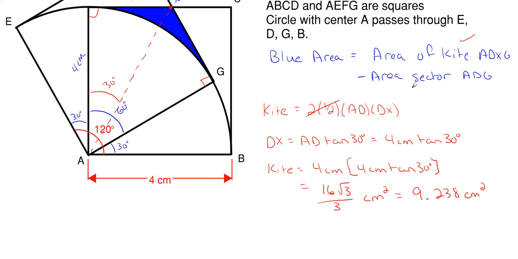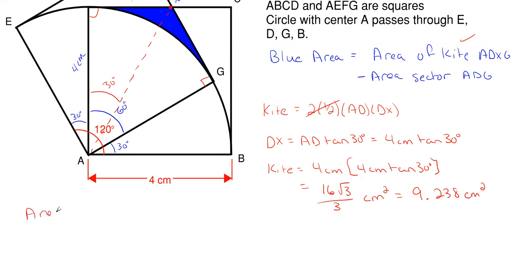Next is the easier part, which is the area of the circle sector. And the only thing we have to have in order to determine the area of the circle sector is that we need our radius of the circle, and then we need the angle of the sector we're looking at. Well, the angle of the sector we're looking at is 60 degrees, and we need our radius. Well, 4 centimeters is our square here. We just have it right here as our AD value.